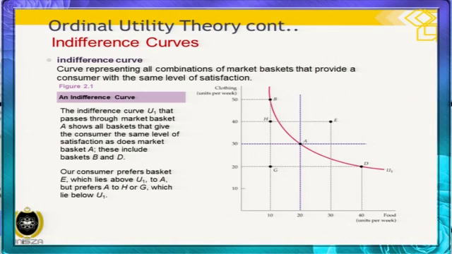basket B and D. So in this graph, our consumer prefers basket E, which lies above line U, to A, but prefers A to H or G, which lie below line U.